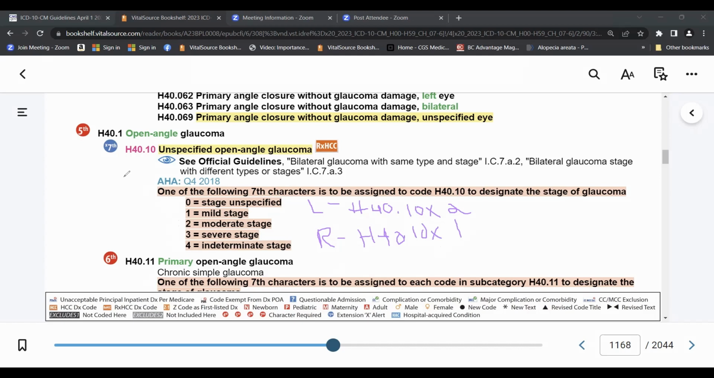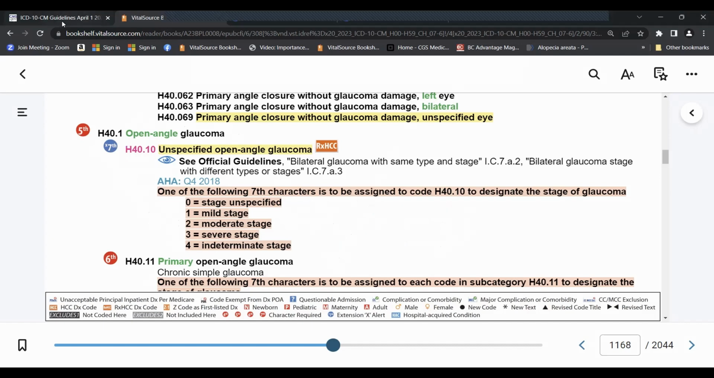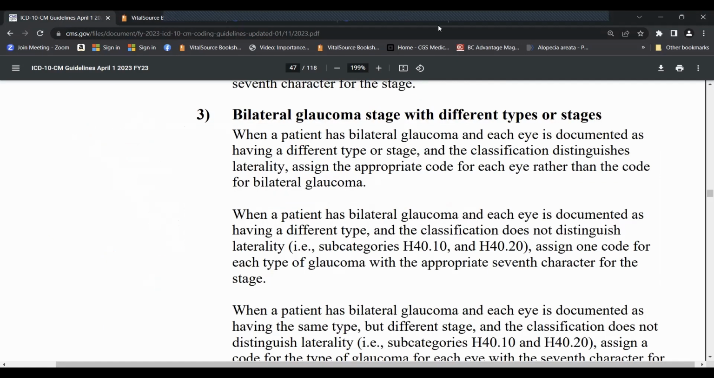It's mild. So again, if each eye is different, then for this category, you're going to code each eye. But if both eyes are the same, then you just need one code. If both eyes are different, you need to code each eye. Hopefully that's clear. Okay. So back to our guidelines.